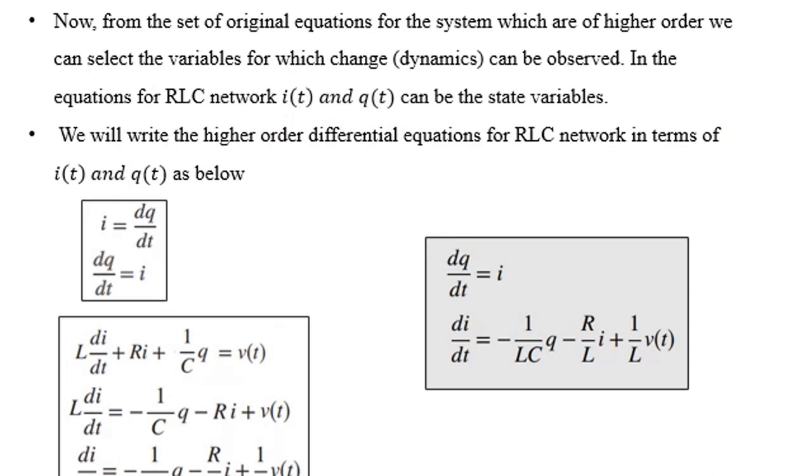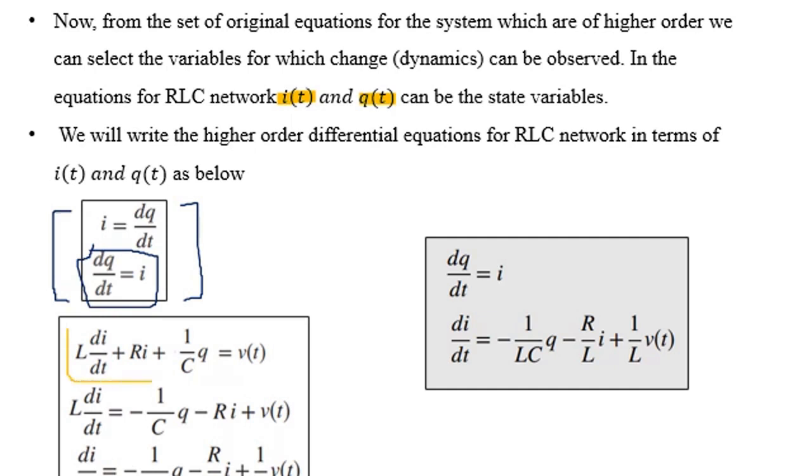Dear students, now we will represent state variables of the RLC network as first order derivatives for state equations. Our first state variable is charge flowing through the circuit, and second state variable is current flowing through the circuit. We know that current flowing through the circuit is equal to rate of change of charge, or we can say that rate of change of charge is equal to the current. Through this we obtain our first differential equation.